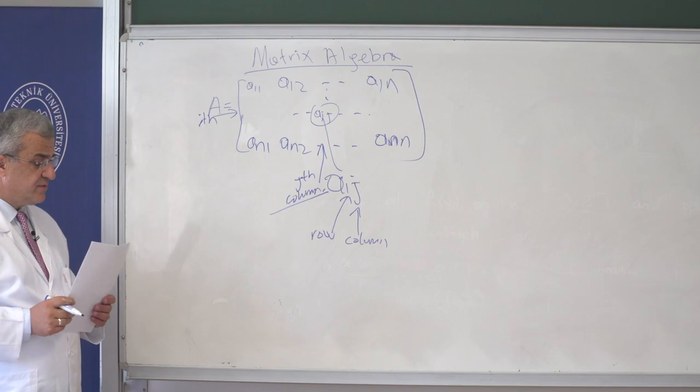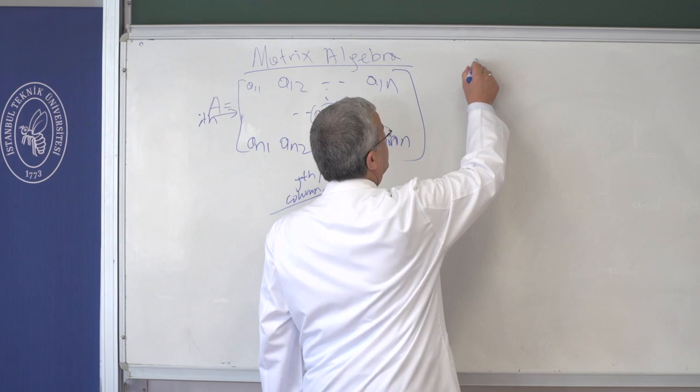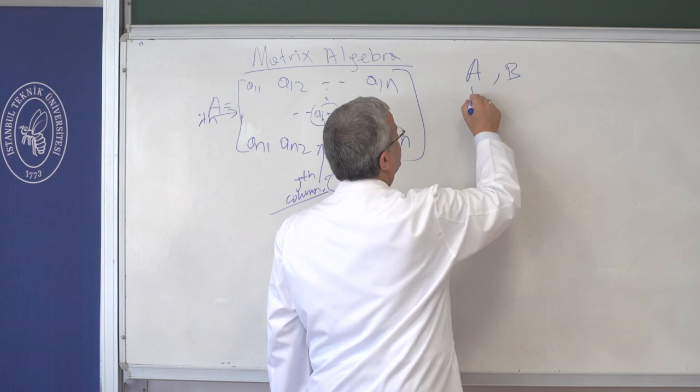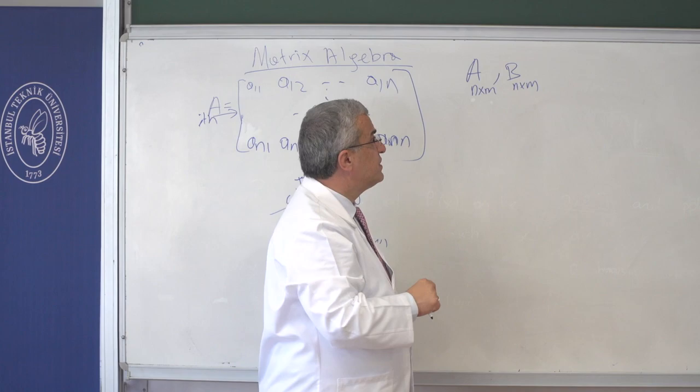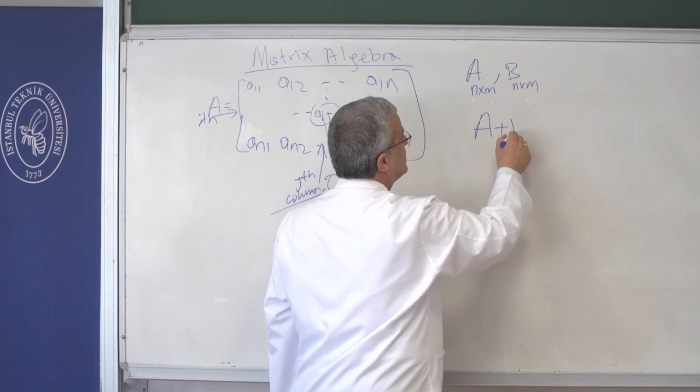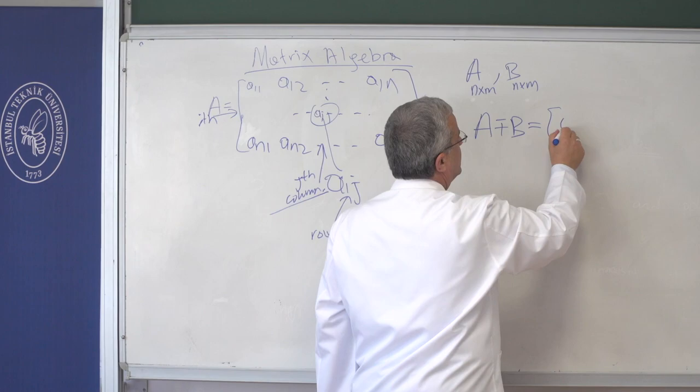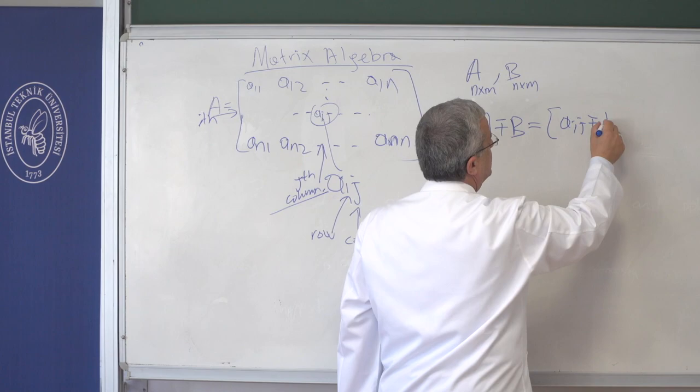How do you add two matrices? Let's say you have A and you have B. Both of them are N by M. What does this mean? This matrix has N rows and M columns. And this has the same thing. Otherwise, you couldn't add them. So A plus or minus B means you would have here A_ij plus or minus B_ij. So you would add the appropriate components.